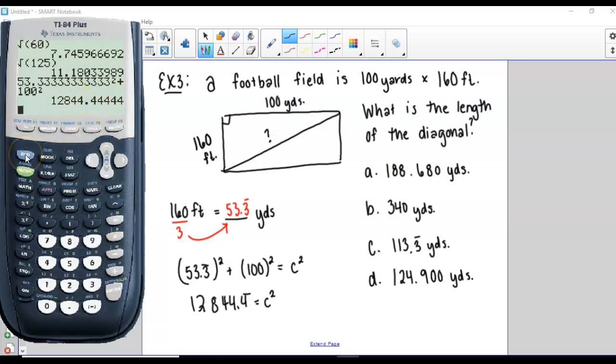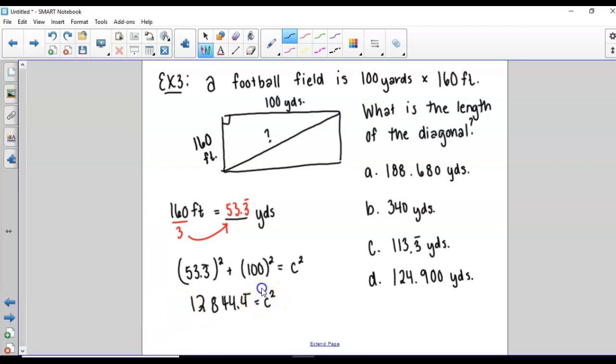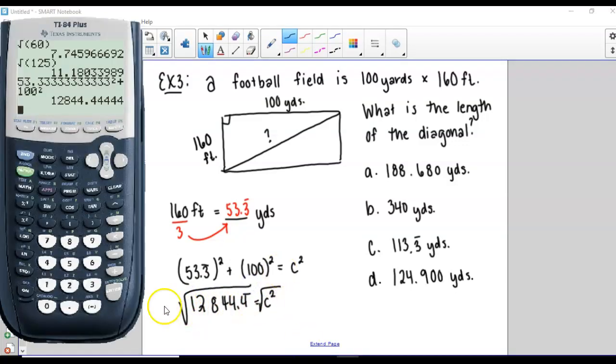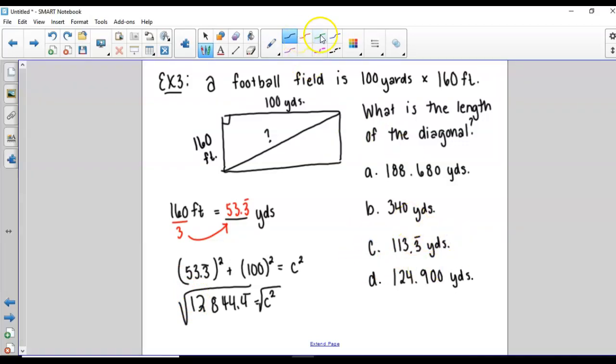Now I need to undo that square, so I need to square root both sides of the equation. So I can do this. Second square gives me the square root. If I just want the number from the last line, I can do second negative key, and it'll put the answer there from the last line. That way you don't have to type it in, and you won't have to round. And so C is our answer, 113.3 repeating.